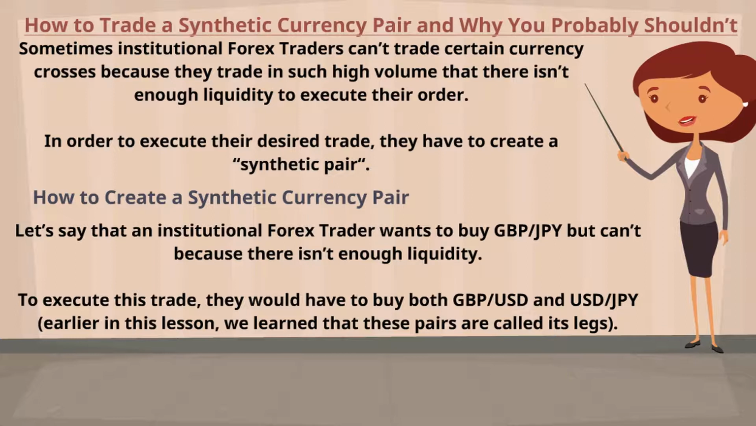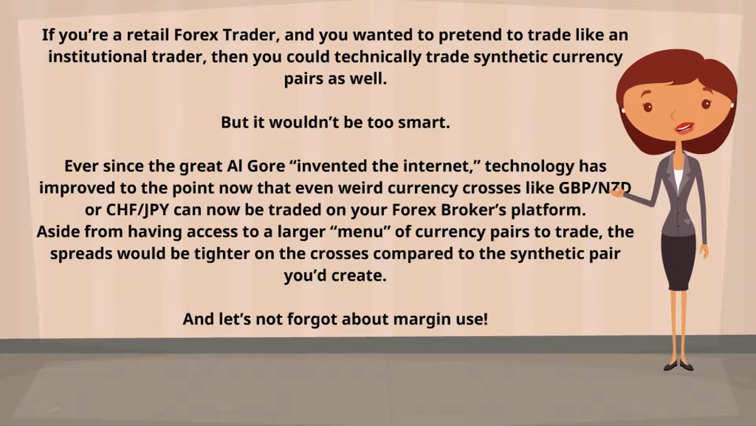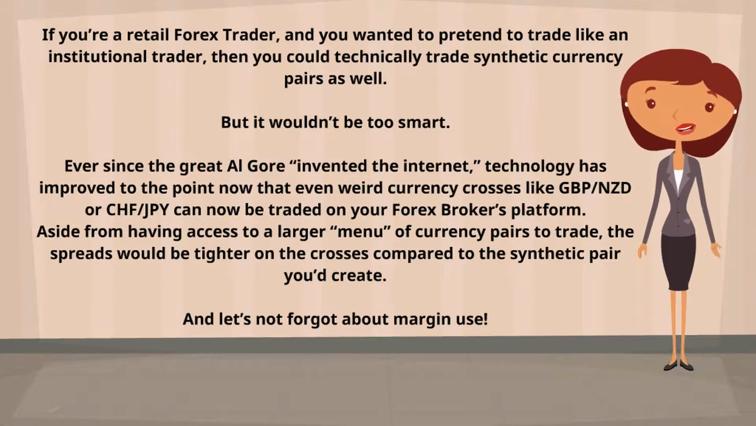Let's say that an institutional forex trader wants to buy pound sterling to Japanese yen but can't because there isn't enough liquidity. To execute this trade, they would have to buy both pound sterling to US dollar and US dollar to Japanese yen. Earlier in this lesson, we learned that these pairs are called its legs. They are able to do this because there is plenty of liquidity in pound sterling to US dollar and US dollar to Japanese yen, which means they can make large orders. If you're a retail forex trader, and you wanted to pretend to trade like an institutional trader, then you could technically trade synthetic currency pairs as well. But it wouldn't be too smart.